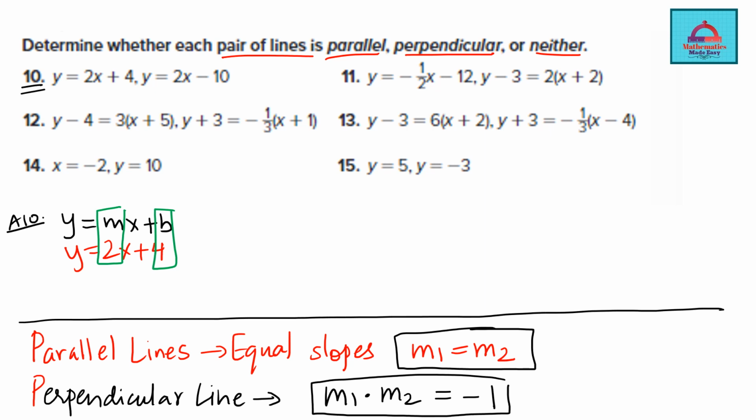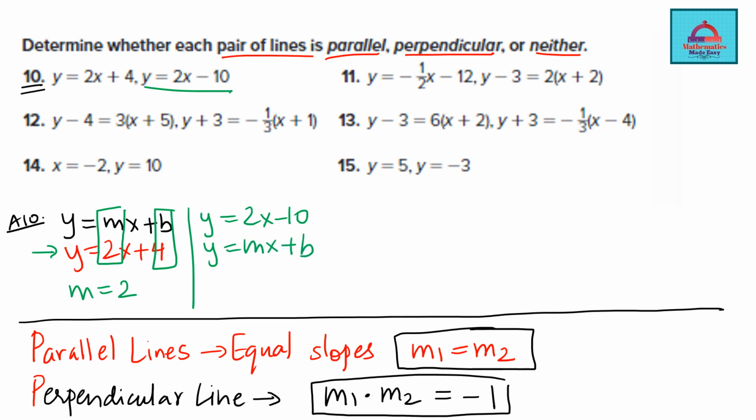What we need is only m. So what is the slope of this line? The first line, it is 2. Now look at the second equation, y equal to 2x minus 10. Again, compare it with y equal to mx plus b. So what is the value of m here? Again, it is 2. So do you see both are equal? And if both are equal, since the slopes are same, we get this condition, m1 equal to m2.